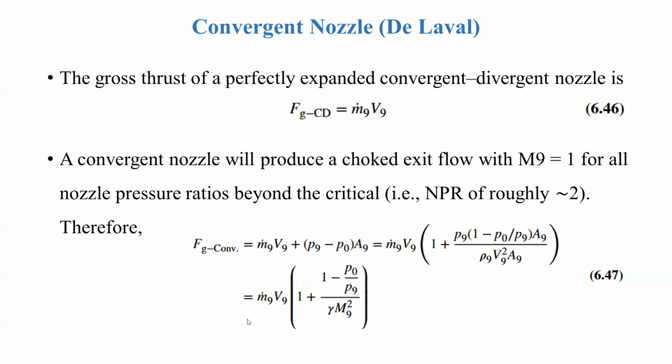So finally, what we can get is m dot 9, the mass flow rate at exit, times the exit velocity, the whole times 1 plus 1 minus the pressure ratio over gamma Mach 9 squared. So that is the final relation for the gross thrust.